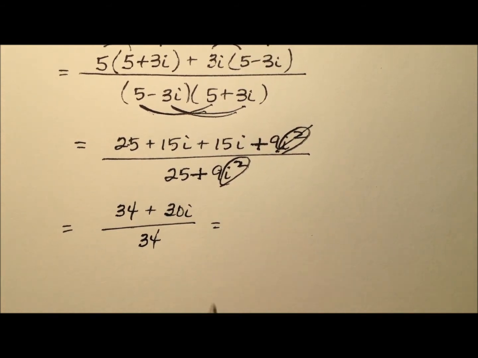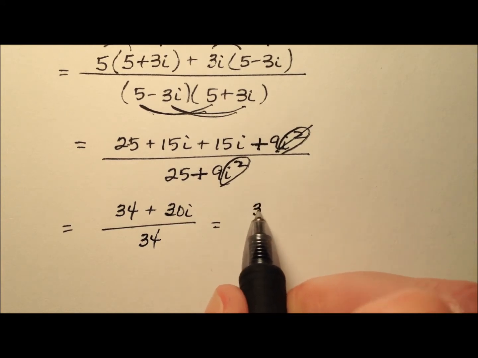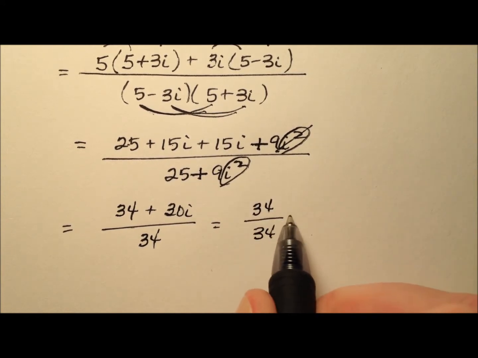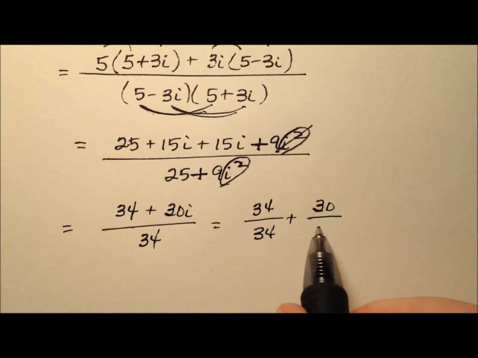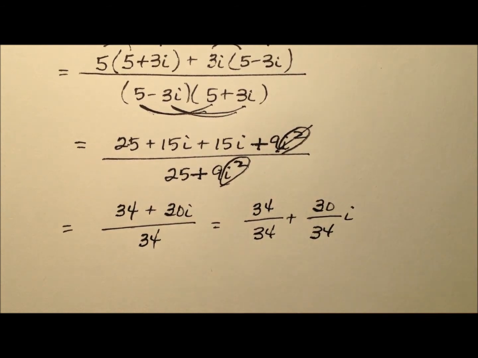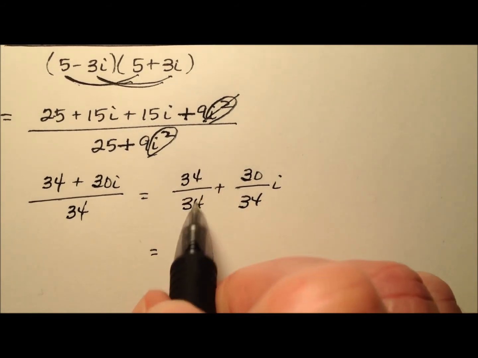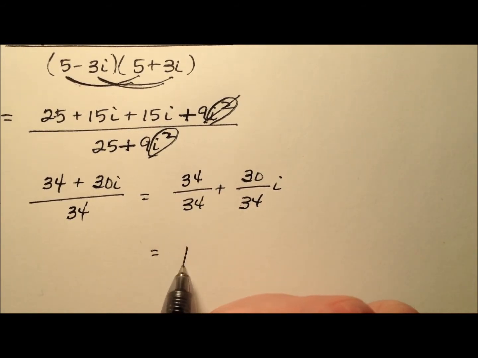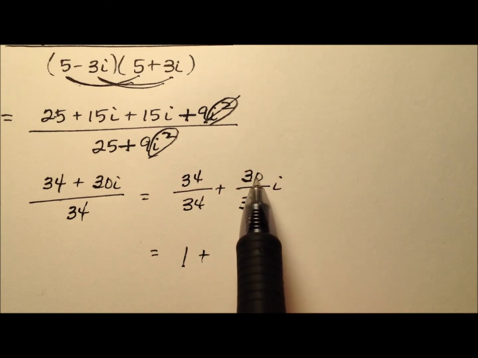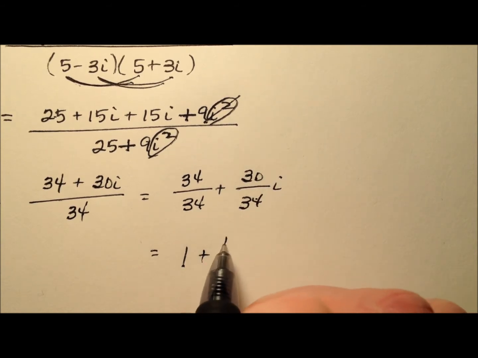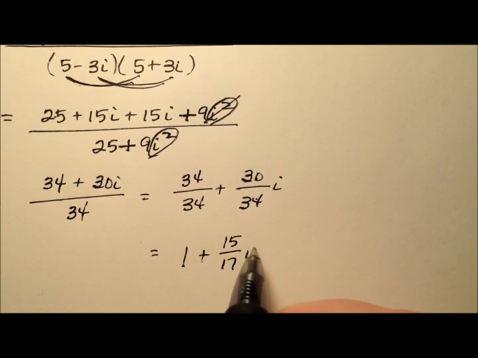So when I write this sum in standard form a plus bi, I'll have 34 over 34 plus 30 over 34i. Well, that's nice because I can reduce this 34 over 34 to 1. And it looks like both of these I can divide by 2, so 15 over 17i.